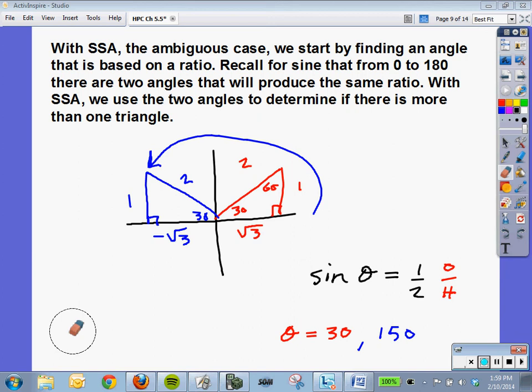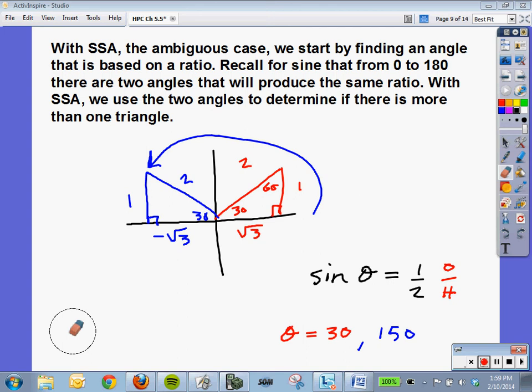So, with the ambiguous case, we have a situation where sometimes we'll end up being able to make two triangles based off of the given information. And so this is where it's going to get a little bit more complex for us. But with side-side angle, the ambiguous case, we start by finding an angle that's based off a ratio. And recall for sine that from 0 to 180, there are two angles that will actually produce the same ratio. With SSA, we use the two angles to determine if there is more than one angle.